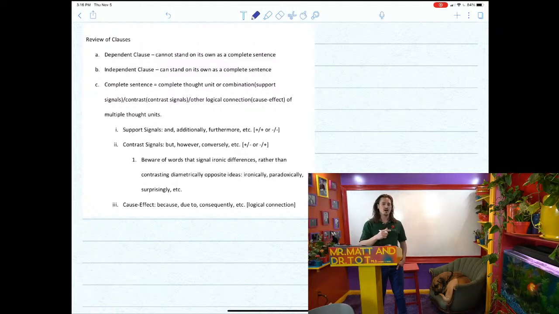But the word because or due to, it's going to show that one thing causes the other, so you can deduce a relationship between those two objects or concepts. If there's any questions, then please let me know.